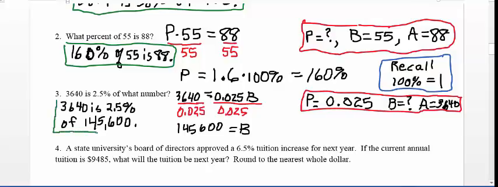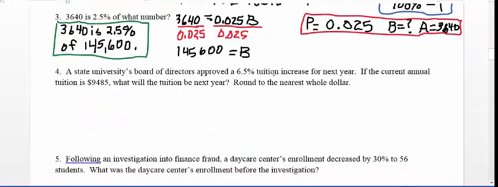145,600. And we had an idea that this number would be really large because 3,640 is large. And it's only 2.5%, a very small percentage of the number I'm looking for. So that let me know that number had to be really big for 3,640 to be a small percentage of it. All right, let's look at number 4.